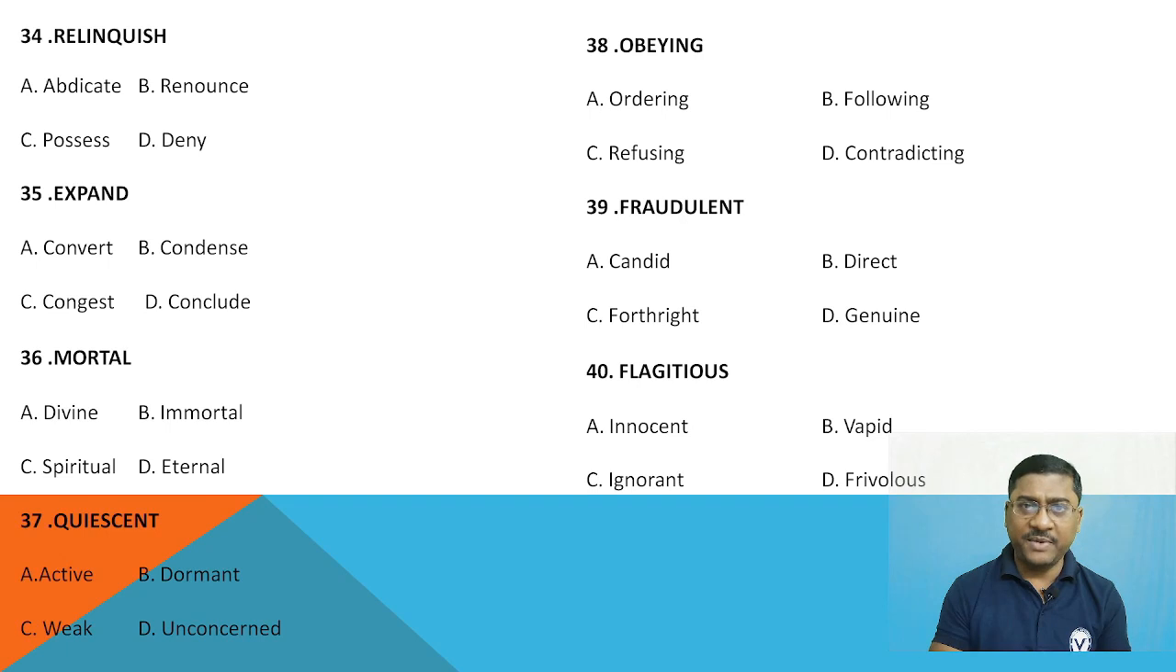Vapid is uninteresting. Phika, bland, which is bland. Phika, not interesting. Unoriginal, that is vapid, right? And ignorant, one who does not know anything, that is ignorant. Am I clear? So these are the antonyms that we did.